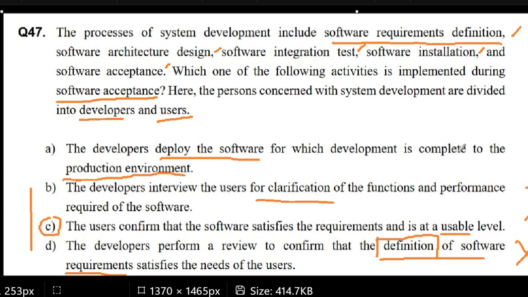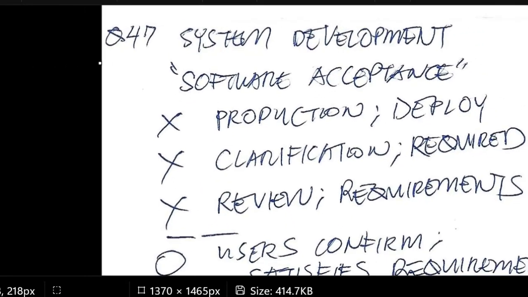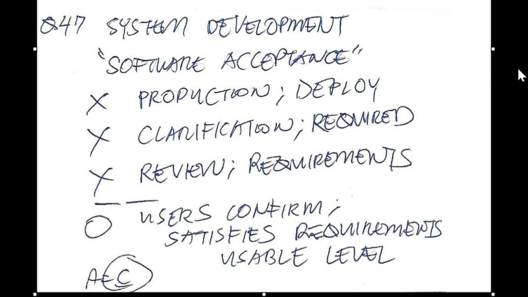Okay, and let's see what my notes have to say. I put X marks also for production, clarification, review of requirements, because in the end, we need to get confirmation from the users. That's why letter C is the correct answer.